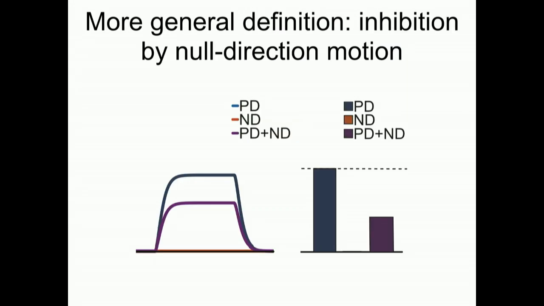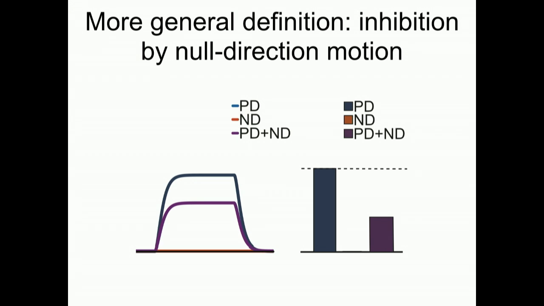So the idea is we should specifically ask whether null direction motion is lowering the activity of the neuron, but we need to push the neuron first into a range of activity where we can see that suppression, right? So what we want to do is present preferred direction motion, which causes, for instance, the neuron to become very active. Then we can present null direction motion, which in this case doesn't cause any deflection downwards. But then we can present them both at the same time.